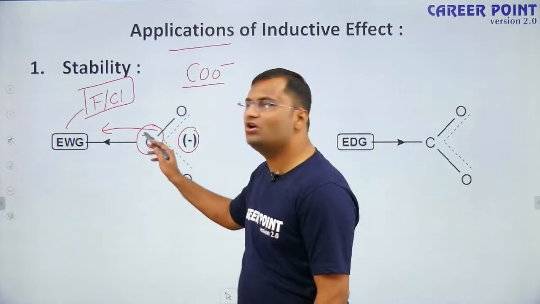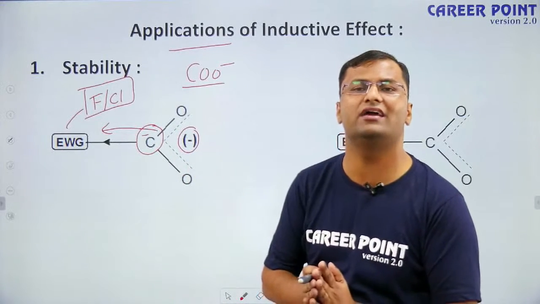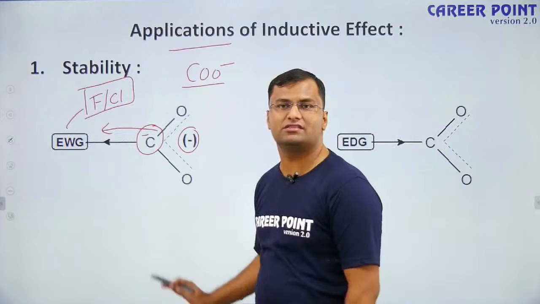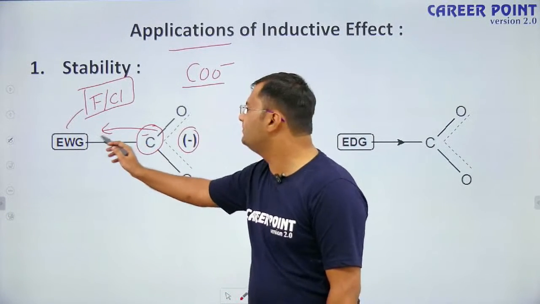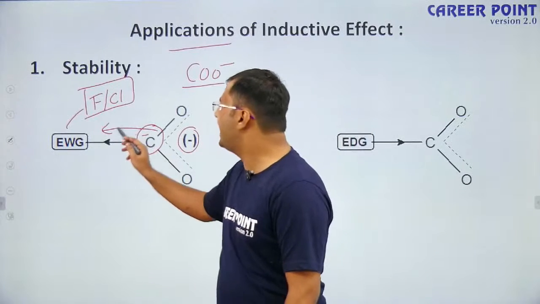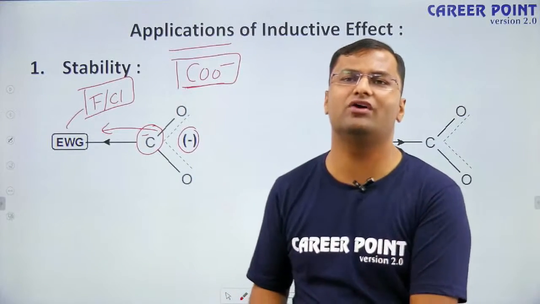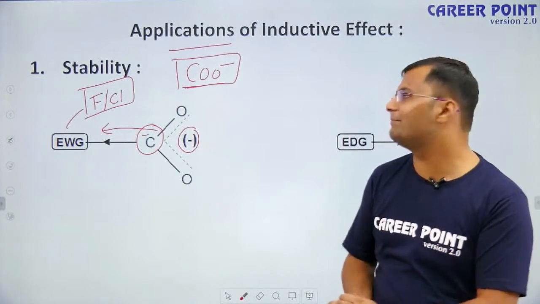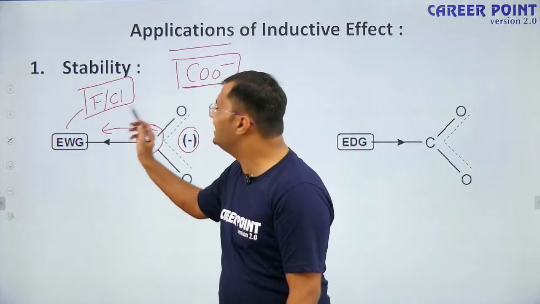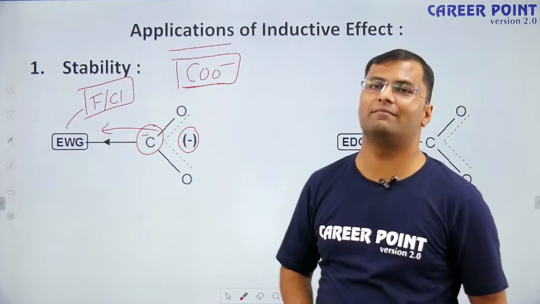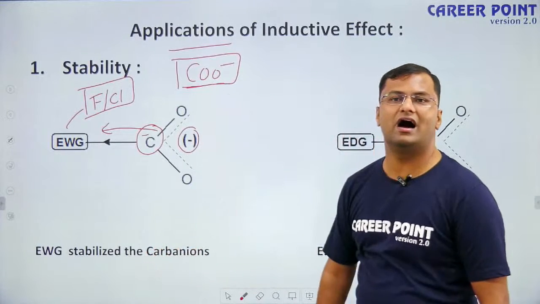Clear? This is COO minus. This COO minus wants to donate one electron to any other atom to become stabilized. Okay. Now, whenever it is attached to an electron withdrawing group, this electron withdrawing group pulls the electron of COO minus and this stabilizes this COO minus group. Okay. So the electron withdrawing group, or minus I effect, takes place. Electron withdrawing groups, what will they do? They will pull the electron and after that they stabilize the carbanion. So we say that an electron withdrawing group stabilizes the carbanion.